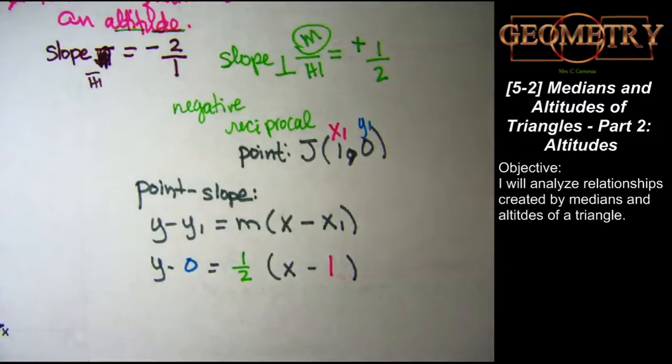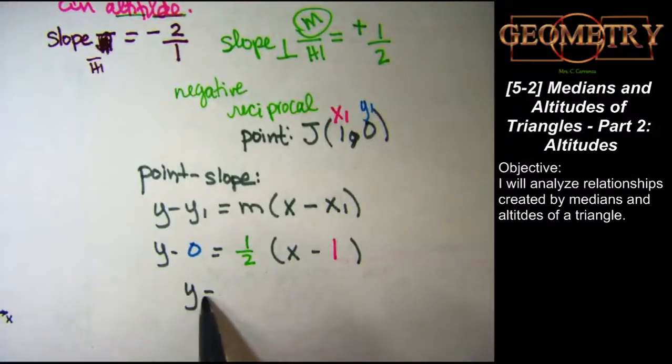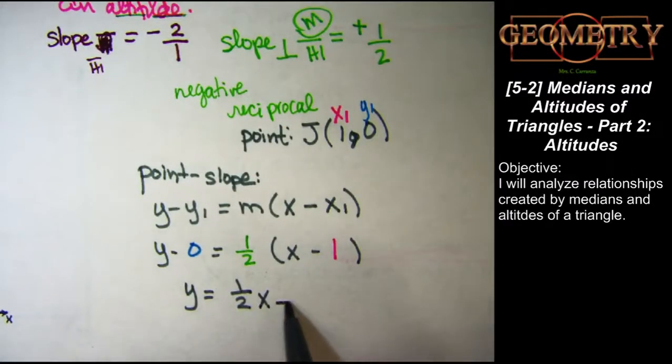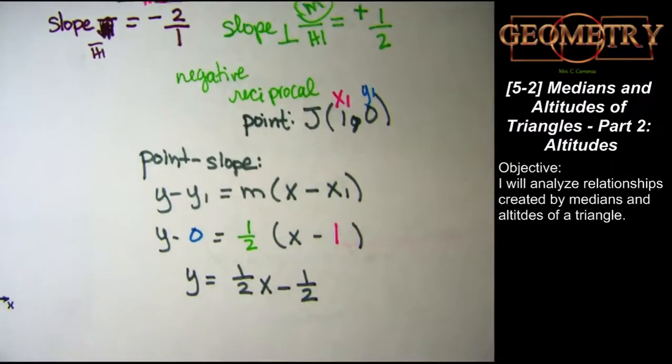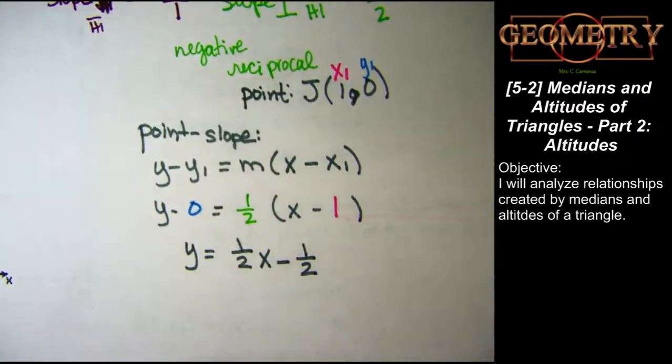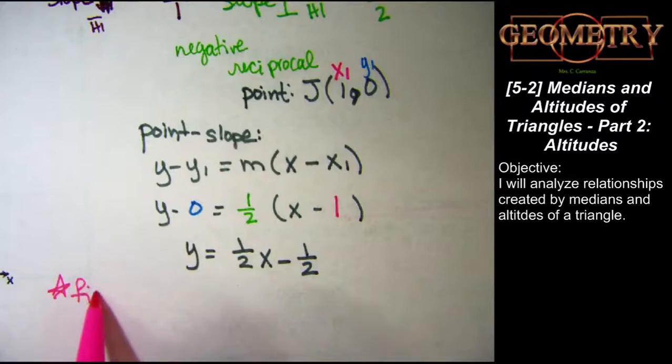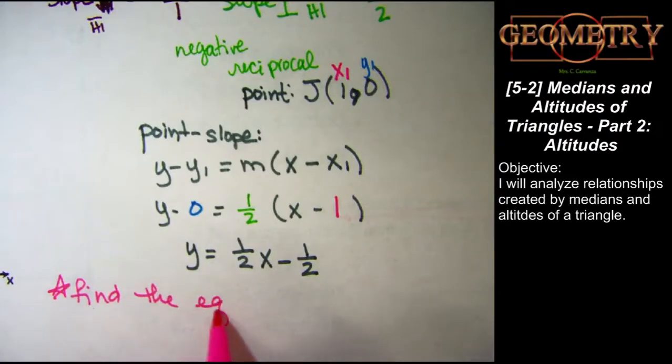We could stop here if we wanted, because all we were asked for was an equation of the altitude. But we know that the last step is going to be solve the system. Systems are easier to solve when you have it as y equals stuff. So I'm going to make this equation look like y equals stuff. So far, so good? Yep. We're going to do it again, because the next step was find the equation.